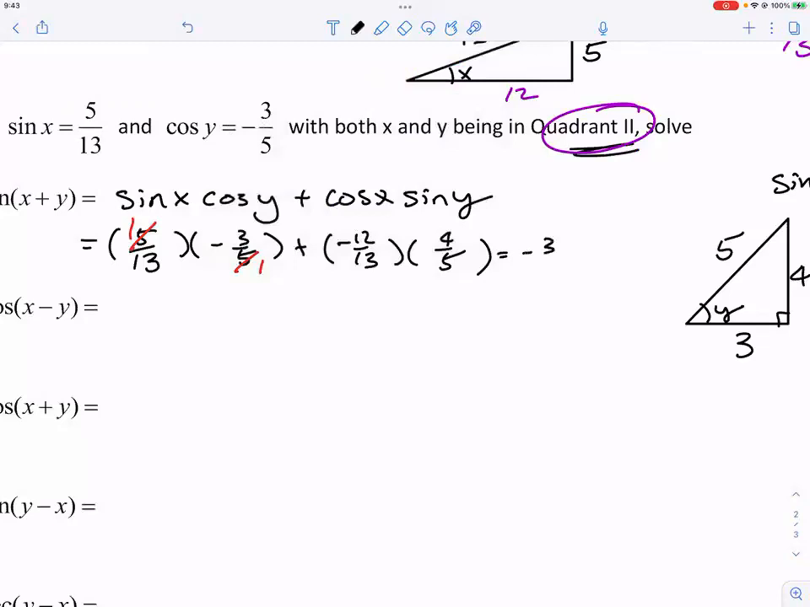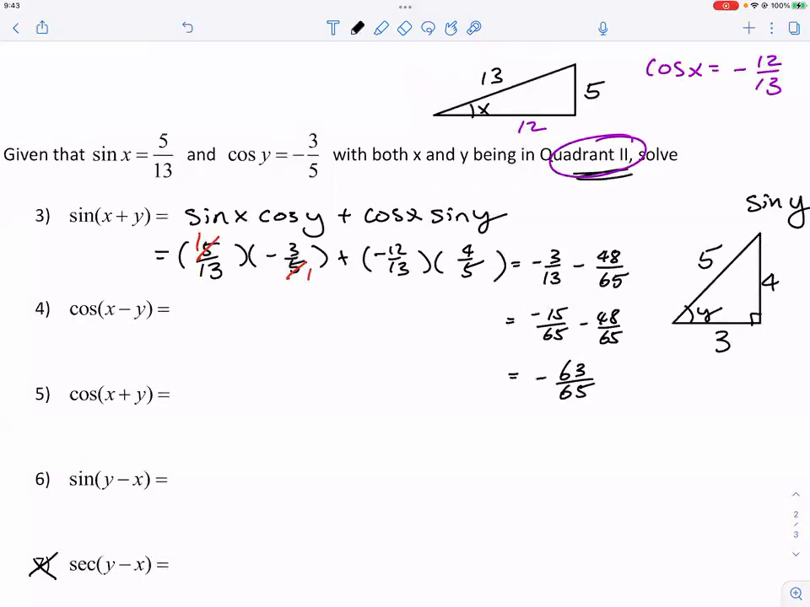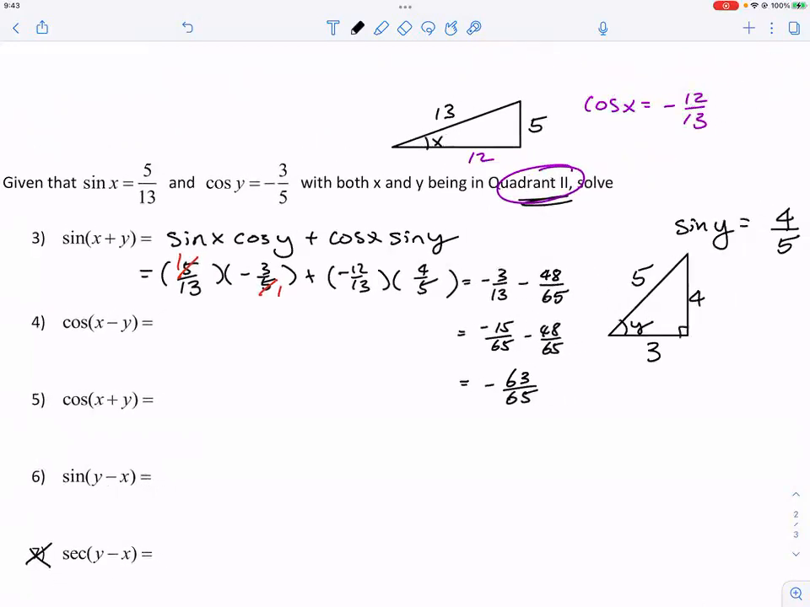So you have negative 3/13 minus 48/65. If you want to combine them, you have to multiply the first fraction by 5, which is negative 15/65 minus 48/65. That should give you negative 63/65. So that's the kind of procedure you will carry out. Take a moment and finish 4, 5, 6 on your own for the next 5 minutes.